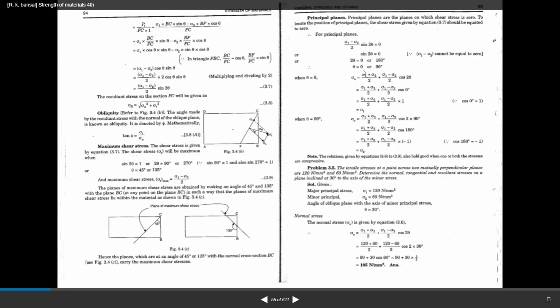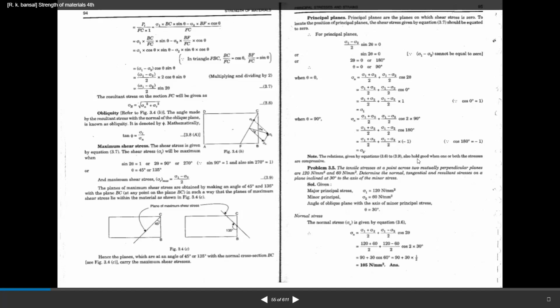Theta equal to 0, sin 0 degrees, sin 180, sin 0, sin 90. Taken into account, when theta equal to 0, sigma n equal to sigma 1 plus sigma 2 by 2 plus sigma 1 minus sigma 2 by 2 cos 2 theta, cos 0 degrees is 1. Finally, we got the principal plane sigma 1 when theta equal to 0 degrees, and when theta equal to 90 degrees, we got the sigma 2 value.